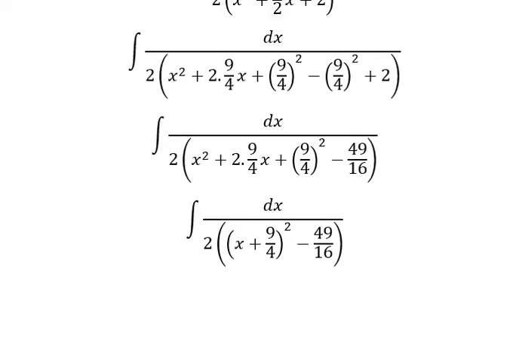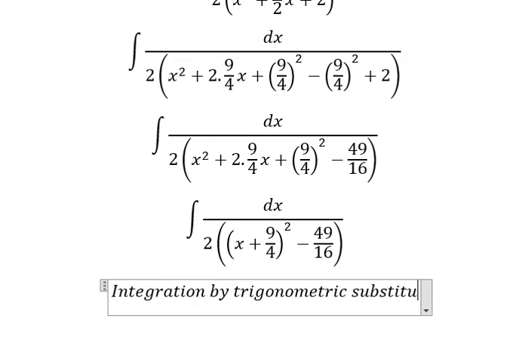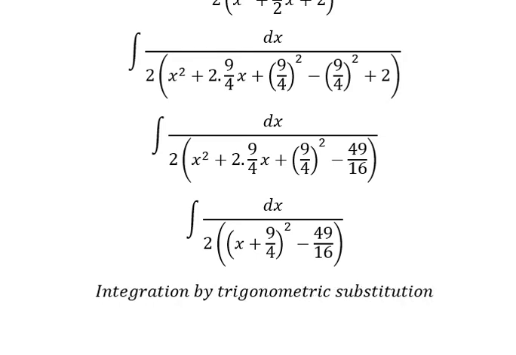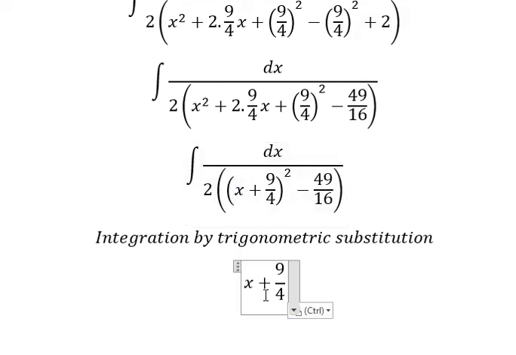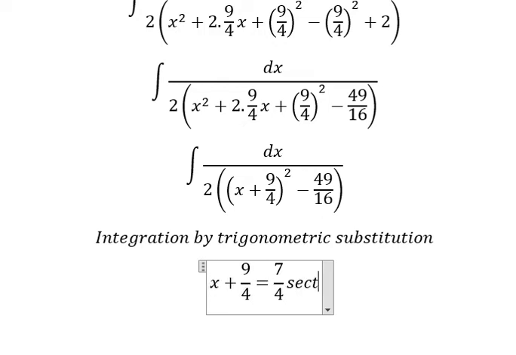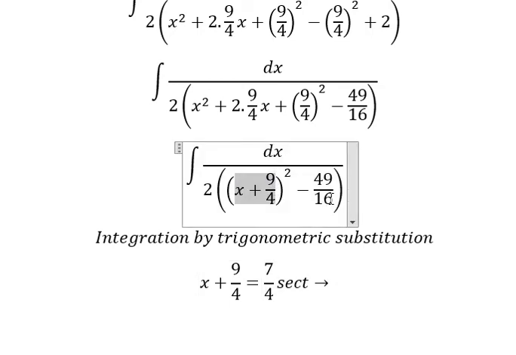Next, we need to use integration by trigonometric substitution. So we put this one equal to 9 over 4 secant of t, because if we put this one in here, you will get 49 over 16, and we can do factorization of this number here.